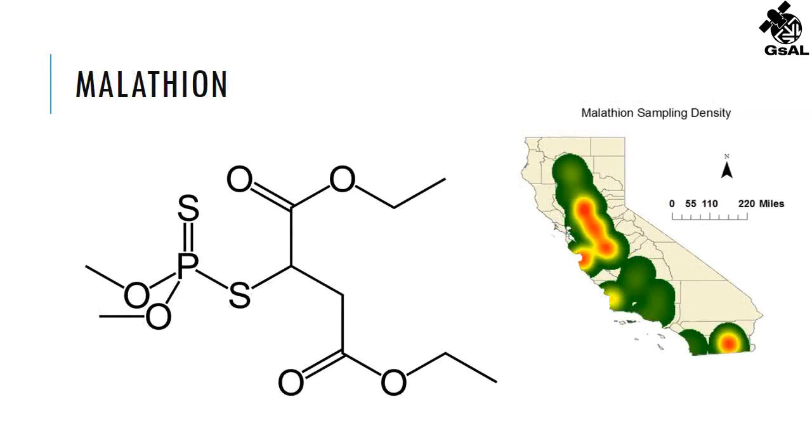The next 2A pesticide is malathion. Malathion, like all organophosphate insecticides, works via inhibition of acetylcholinesterase, causing toxicity by buildup of acetylcholine at neuronal junctions.